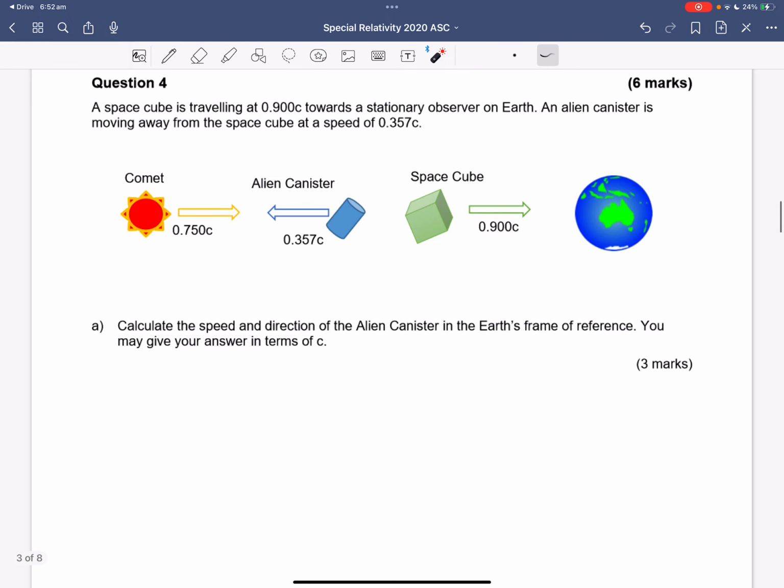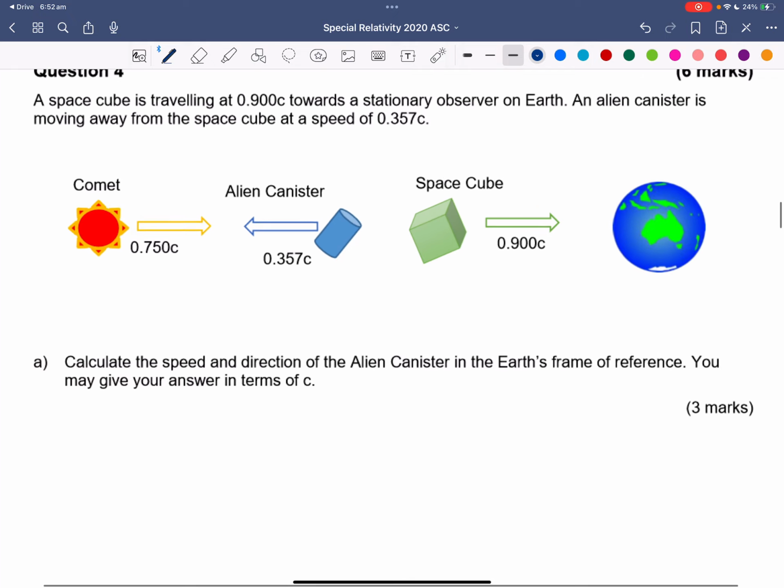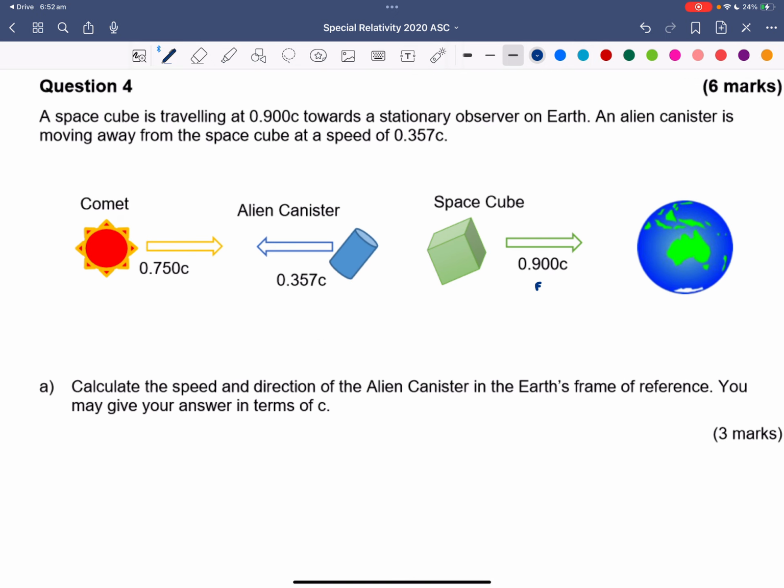So anyway, space cube is traveling at 0.9 c towards a stationary observer on Earth. Alrighty. So that's what the space cube is doing. So 0.9 c is with respect to Earth. I'll just put a tick next to it if it's with respect to Earth.